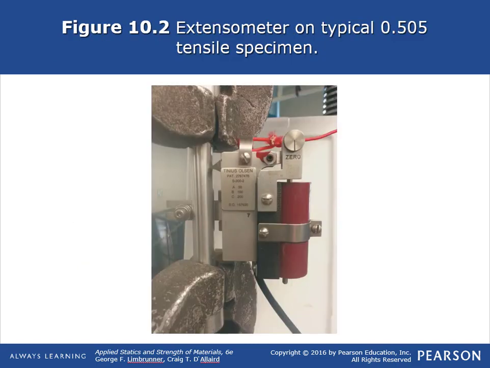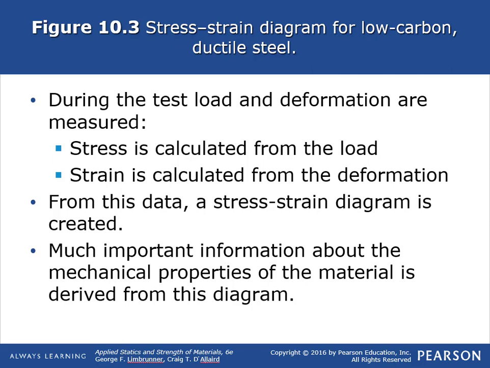So here is a picture of a tensile test. You can see the jaws here that grab the part, and this thing right here is called an extensometer, which measures the deformation of the part as the load is applied. During the test, load and deformation are measured. Stress is calculated from the load, and strain is calculated from the deformation. From this data, we can get a stress-strain diagram. Much important information about the mechanical properties of the material is derived from the stress-strain diagram.